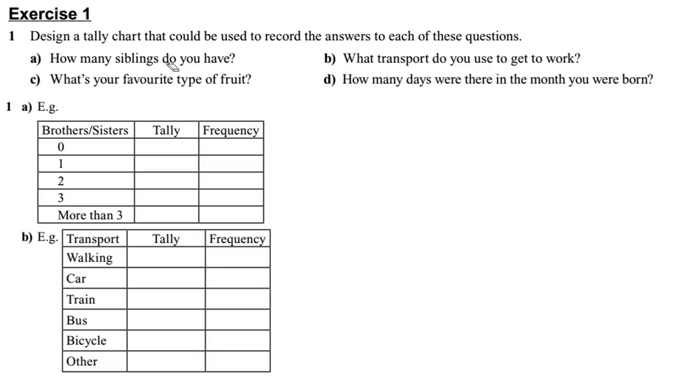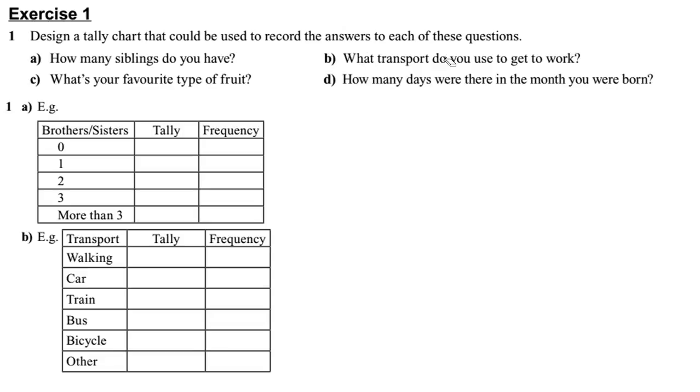Right. So what you need to have first is a column for tally and a column for frequency, obviously. Now, this column is going to be for the number of siblings you have, so the number of brothers and sisters. Some people might not have any brother or sister, so you need to have 0 there. Others could have 1, others 2, others 3, and then others could have more than 3. Okay, and then you just tally them here, and then you put the frequency there.